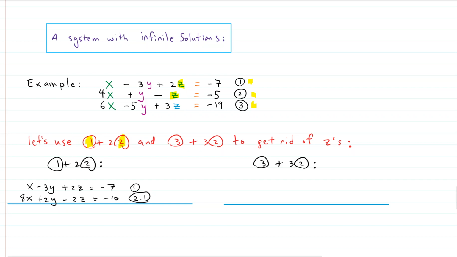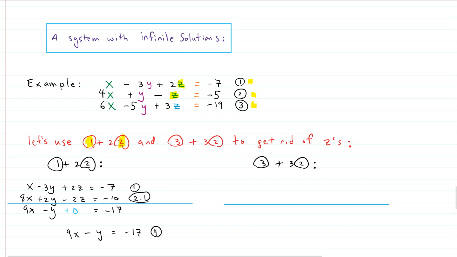So now we add equation 1 and equation 2.1, and what do we get? Well, we get x and 8x are 9x. Negative 3y and 2y give us negative y. And we get plus 0 here. That's what we wanted. And negative 17. So now we have a new equation. And it is 9x minus y equals negative 17. We're going to call that equation number 4.